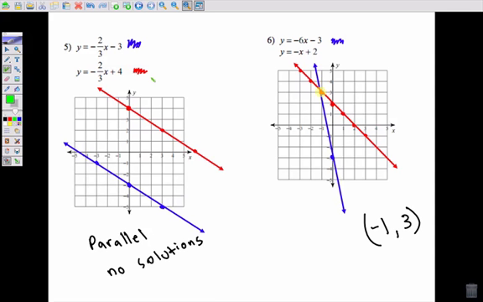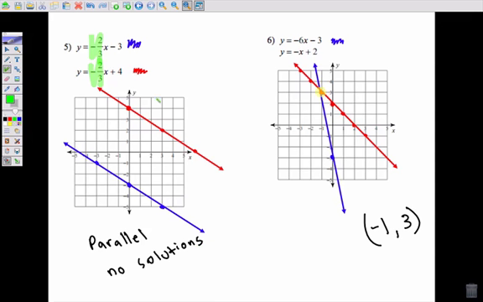Number 5, these two lines are parallel. Okay, you can tell that they're parallel. They look like they'll never meet. Definitely not on this graph, at least. You know for sure that they're parallel because these have the same slope. So they're parallel, which means there are no solutions because they are never going to cross each other.